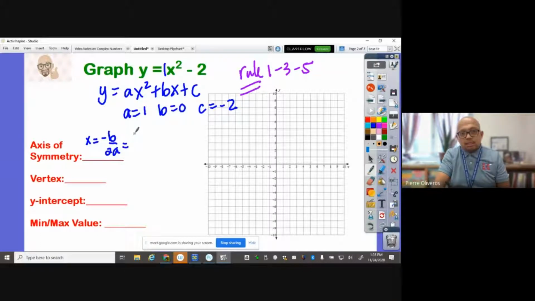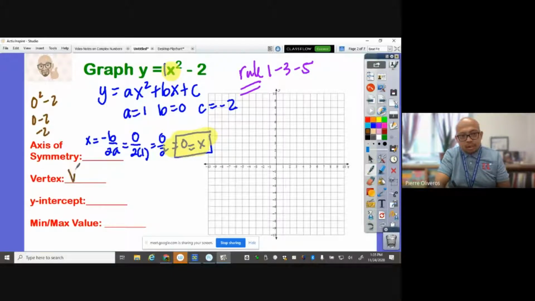So in this case, b is 0 over 2 times 1. 0 over 2 is 0. So that is the axis of symmetry, x equal to 0. To find the vertex, you need to plug your axis of symmetry into the equation. So you're going to plug in the 0 there. That will give you 0 squared minus 2. 0 minus 2 is negative 2. Therefore, the vertex here is 0, negative 2. That is your vertex.